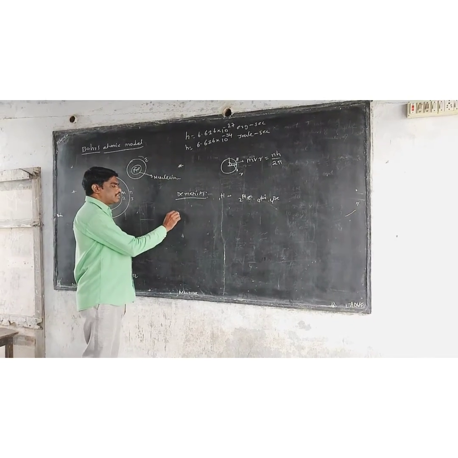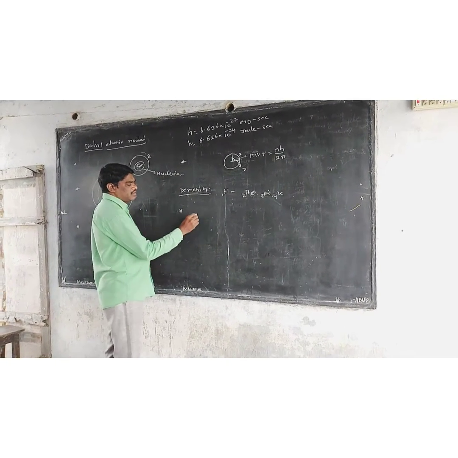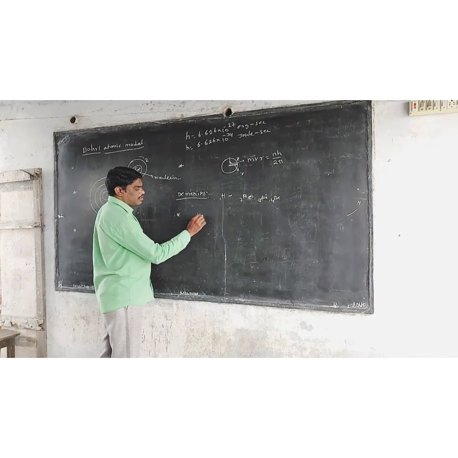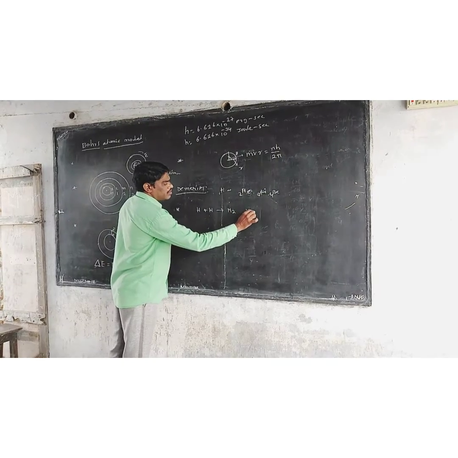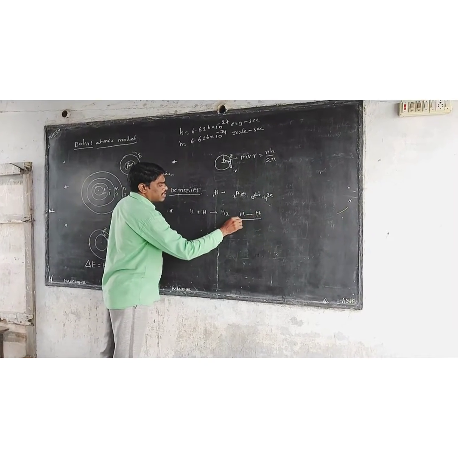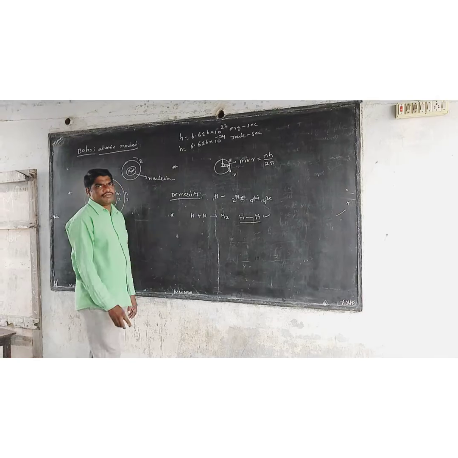The second demerit is that it cannot explain how chemical bonds are made. For example, H plus H gives H2 gas. How hydrogen and hydrogen make a chemical bond cannot be explained. This is also a demerit.